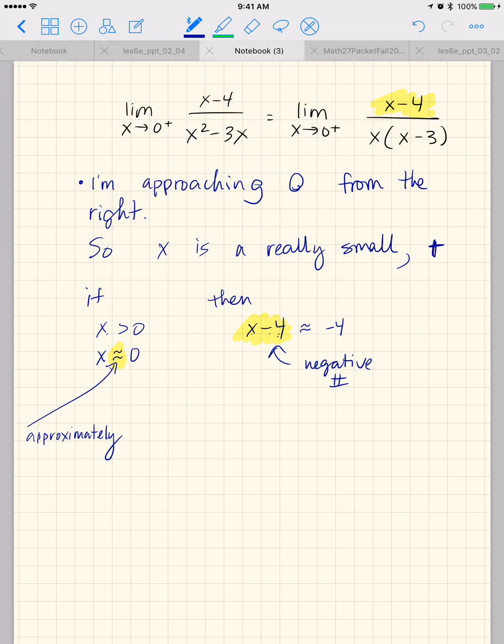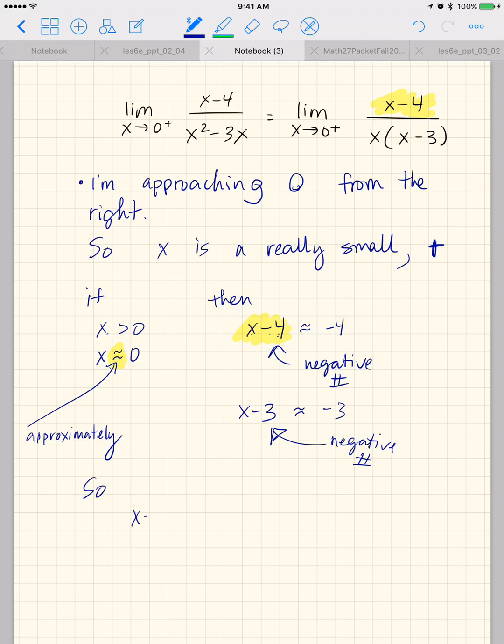Now let's see here. What about the next one? It's going to be x minus 3. What's going on with x minus 3? x minus 3 is going to be approximately negative 3. So this will be a negative number. Okay? And then again, we've got x.